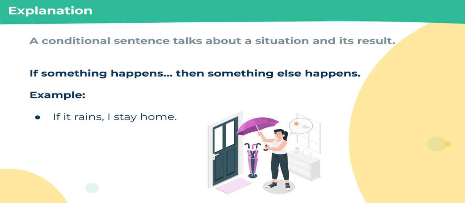So a conditional sentence talks about a situation and its result. If something happens, then something else happens. For example, if it rains, I stay home. So this is an example of a conditional.